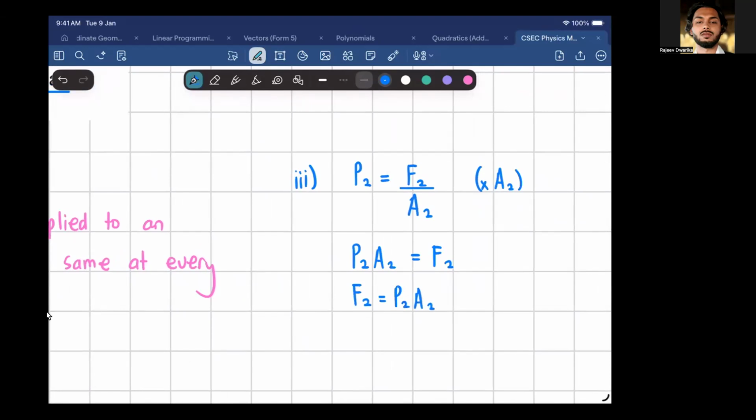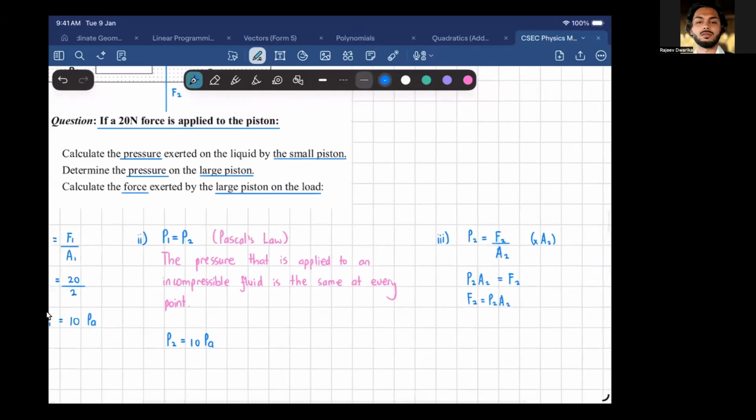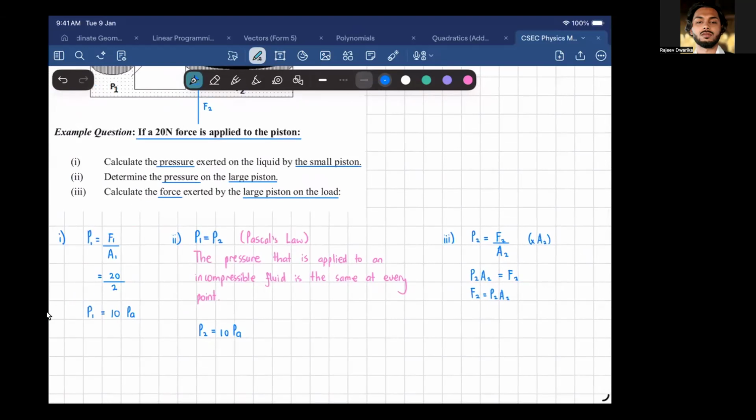Okay, done. Would you have known how to use that formula? Be honest with me. The P2 equals F2 over A2, for part 3. Honestly, no, because I was thinking I had to use it for part 2. I know it's kind of tricky, but remember, you can't compress a fluid. So if you apply a pressure at one point, it will be the same pressure at another point. So P1 is equal to P2, no work in there, right?